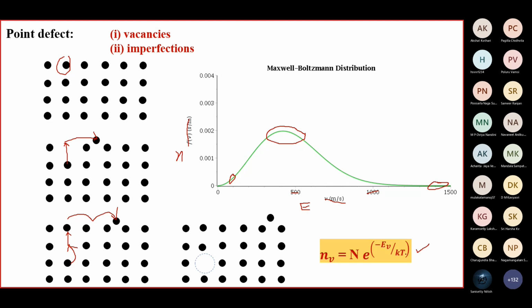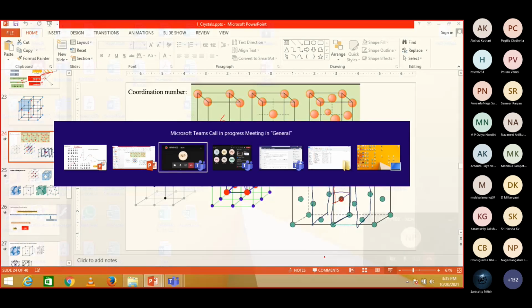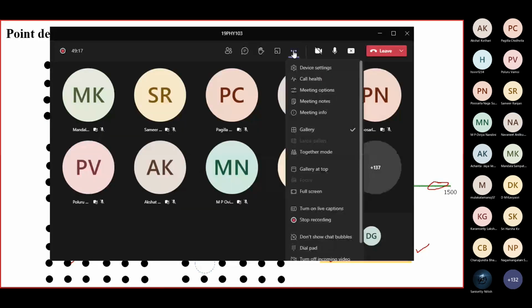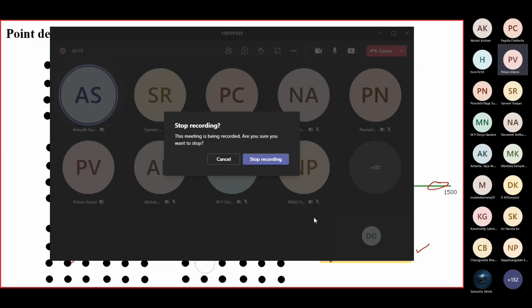So higher the temperature, what happens to N_V? Increases or decreases? Come on, quickly. If you increase the temperature, what happens to N_V? Increases. Sir, the number of vacancies will increase.